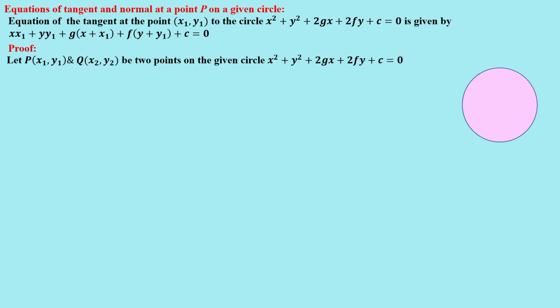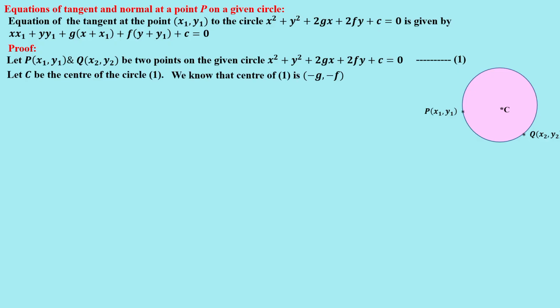So given a circle, and P(x1, y1) any point on the circle, and Q(x2, y2) is another point other than P on the circle. The given circle equation is number 1. Let C be the center of the circle. We know the center is (-g, -f). Since P(x1, y1) and Q(x2, y2) lie on 1, both points satisfy equation 1.